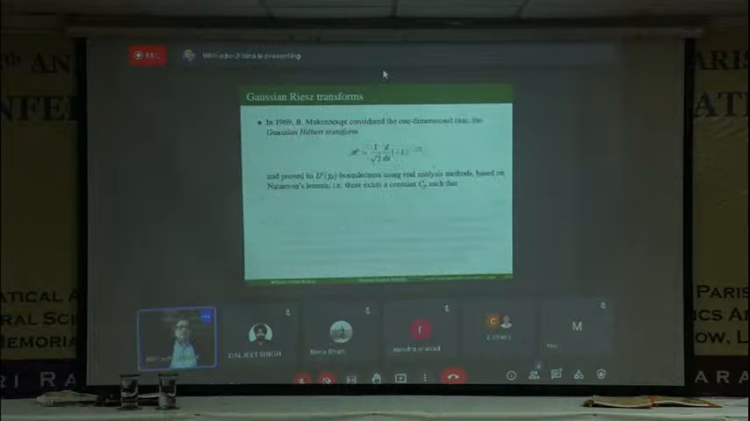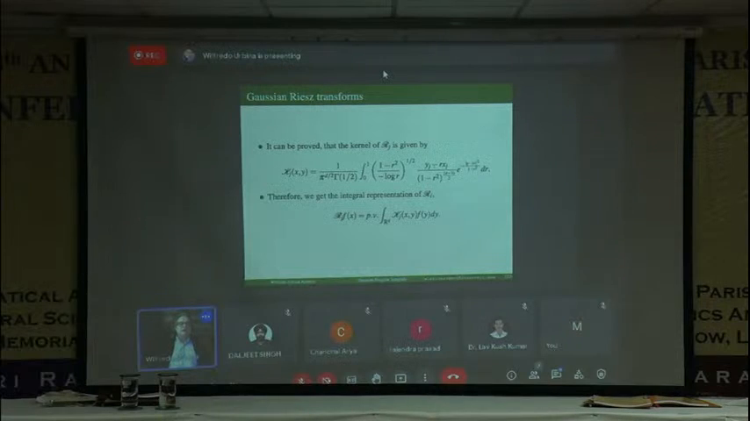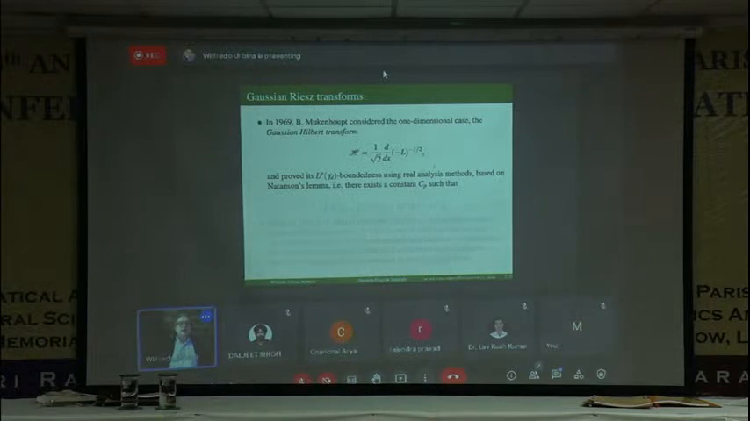And the one-dimensional case was studied by Benjamin Muckenhoupt in 1969. He proved the L^p boundedness using real analysis methods, the Poisson kernel. So he was able to prove this.